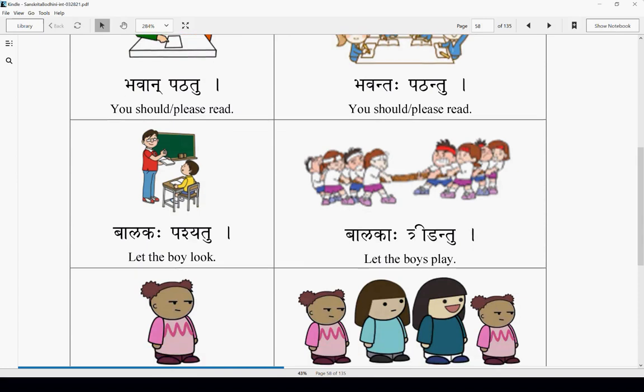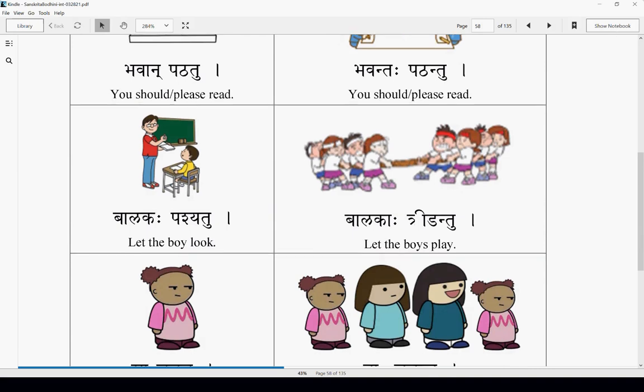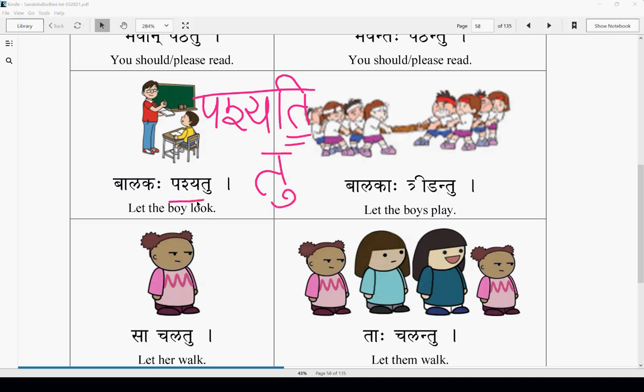The next example given here is balakaha pashyatu. So pashyatu is the lot lakara form, and in the Vartamana Kala, what was the form for pashya, for looking or seeing? Pashyati. Here instead of ti we are adding tu. That is the only change. Pashyati, pashyatu. Everything else remains the same.